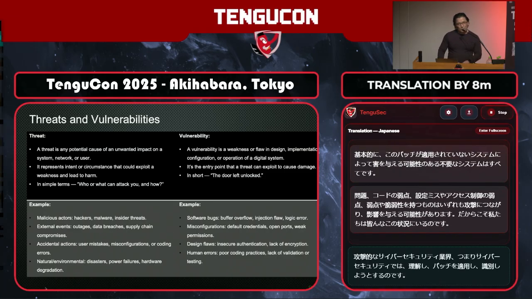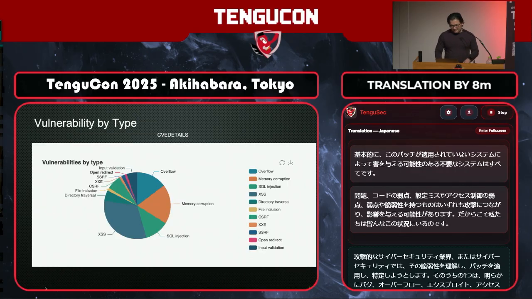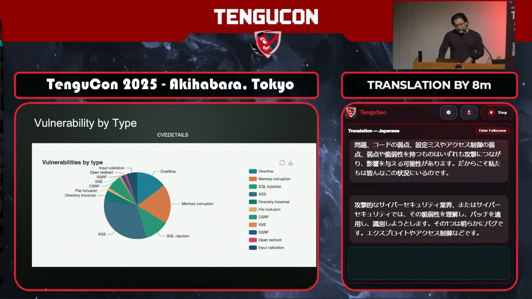So one of them is obviously the bugs: buffer overflows, exploits, access control, or a lot of IoT devices. If you look at vulnerabilities by type, even now there are a lot of web application firewalls or whatnot. I'm not going to go into the technology per se.